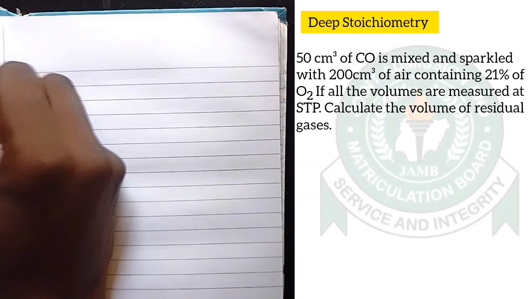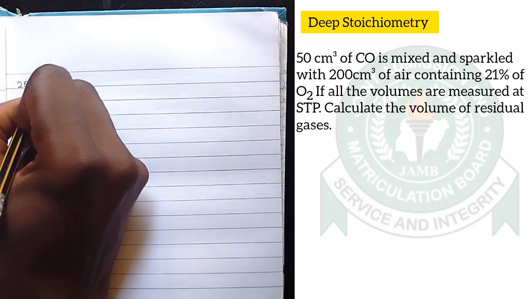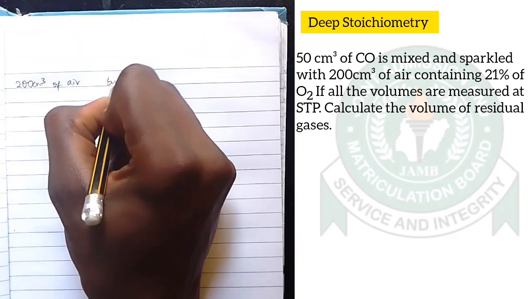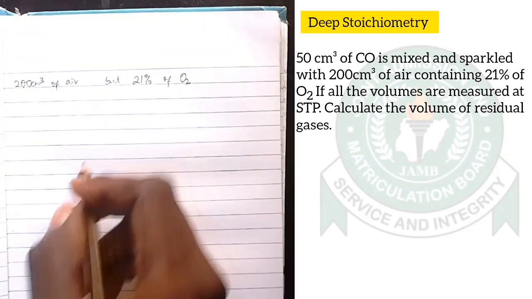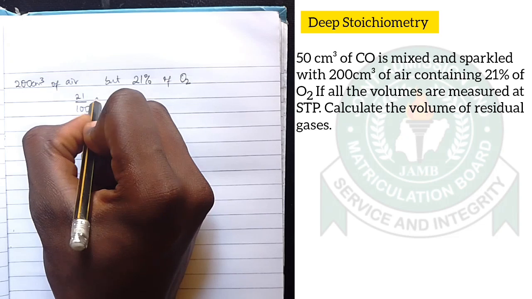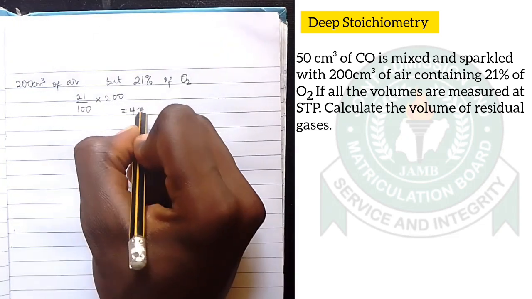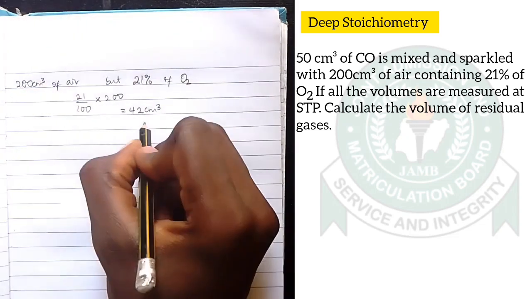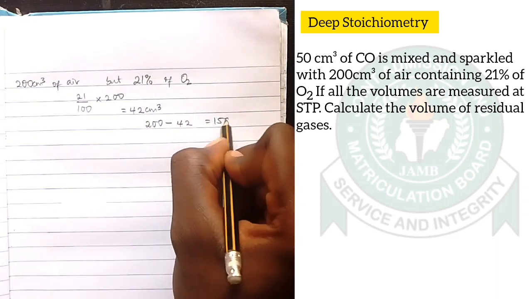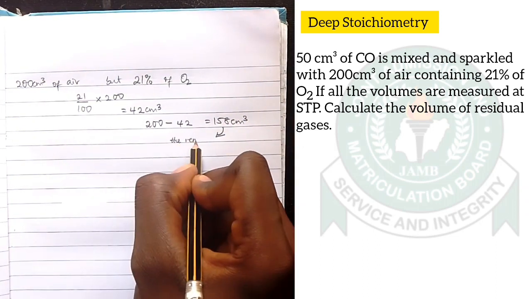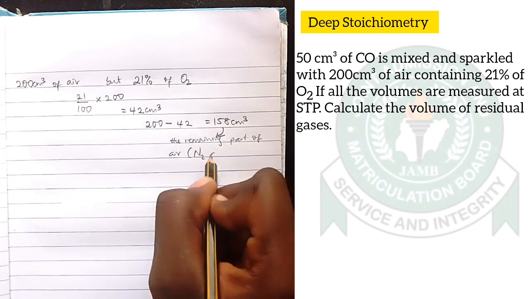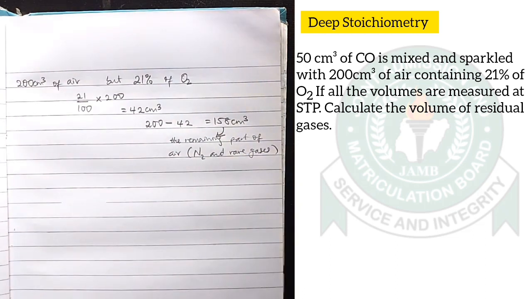50 centimeter cube of carbon(II) oxide is mixed and sparked with 200 centimeter cube of air containing 21% of oxygen. If all the volumes are measured at STP, calculate the volume of residual gases. So if 200 centimeter cube of air has 21% of oxygen, then 21% of 200 centimeter cube gives 42 centimeter cube. I subtract that from 200 to get the first residual gas, which is the remaining part of air, nitrogen and the rare gases.